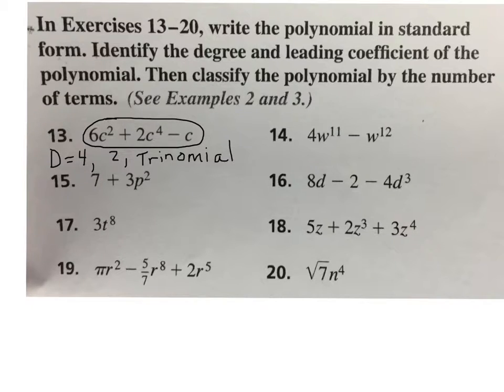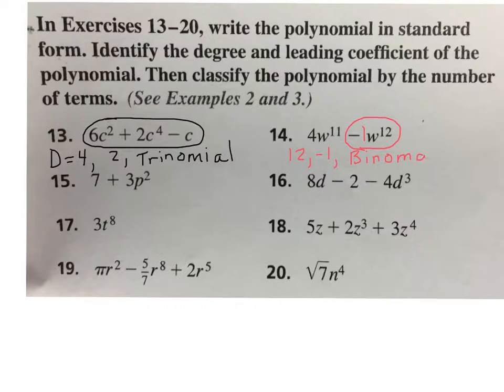So as we look at 14, we look at each individual term. What's the degree of this first term? 11. And what's the degree of this one? 12. So the overall degree is 12. And then you say, since this was my highest degree, what is the coefficient of it? -1. So my leading coefficient is -1. And then, is that a monomial, binomial, or trinomial? Binomial. A binomial, because there are 2 terms.